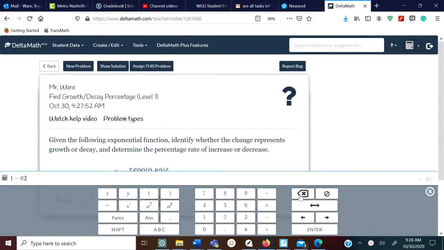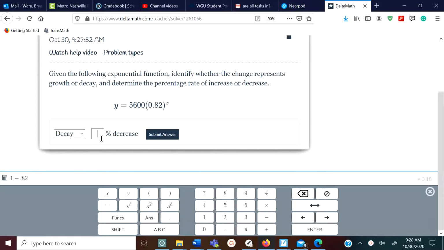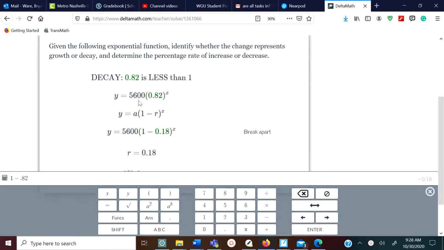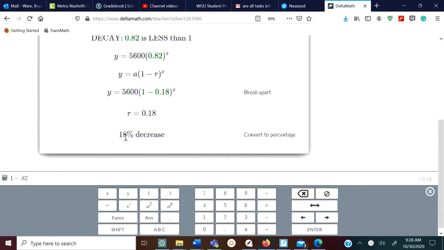Oh, I messed up. Let me go back. 1 minus 0.82. That makes more sense, because you've got the point in there. 1 minus 0.82, and you get 0.18. Now we're going to convert this from a decimal into a percent by moving it 2 places to the right, and you end up with 18%. Since it's less than 1, you've got 82%, and after you subtract, there's going to be 0.18. You just change it, so it's an 18% decrease, and that's it.